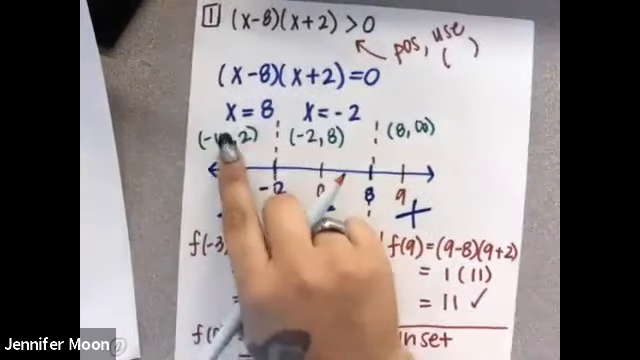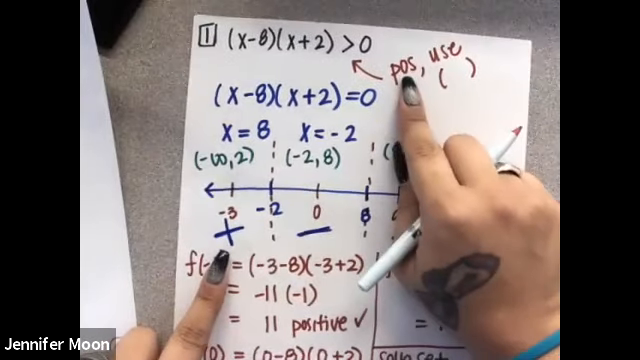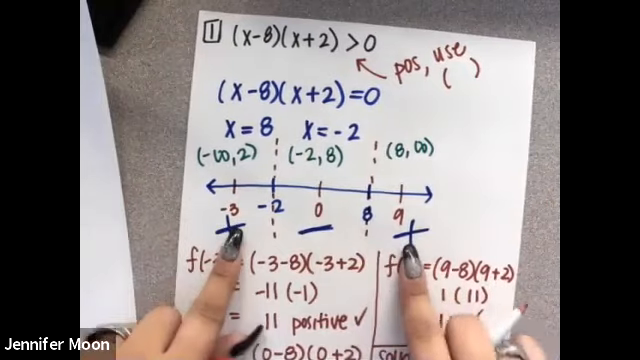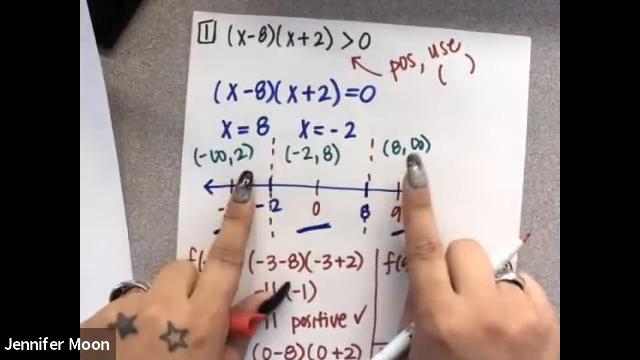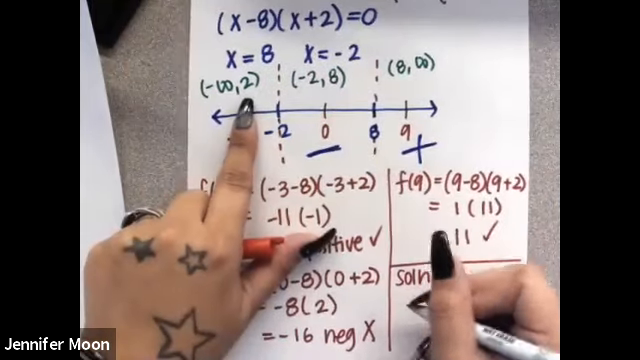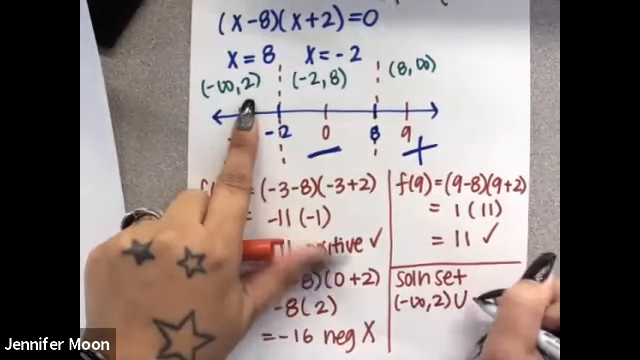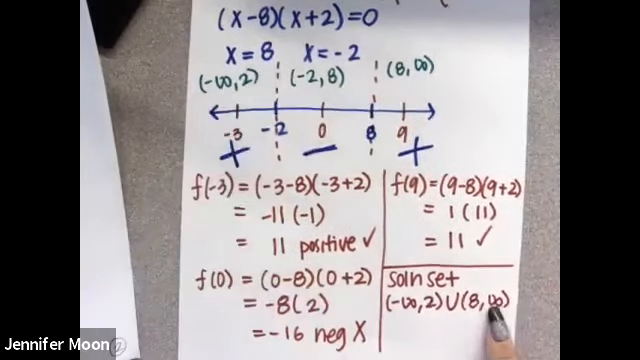So this is why I said to go ahead and write these first. I knew I was looking for positive. Doing these signs lets me know that these intervals are positive. So these are the two intervals that make up my solution set. So my solution set is literally -∞ to 2, unioned with 8 to infinity.